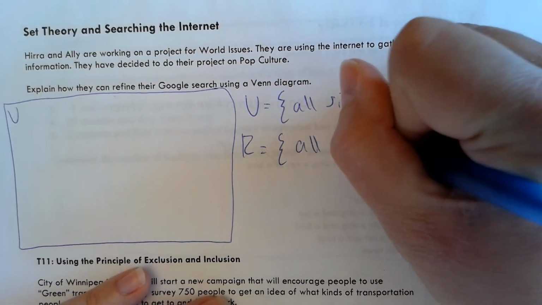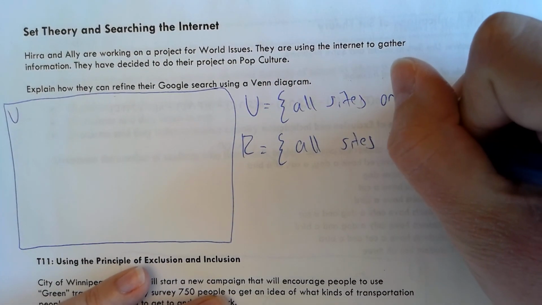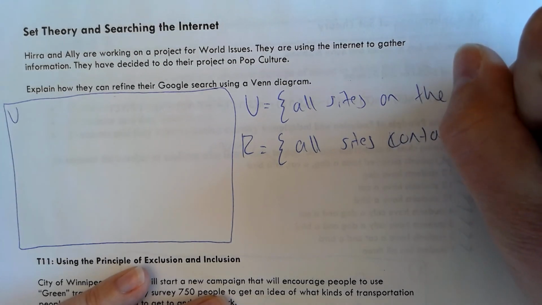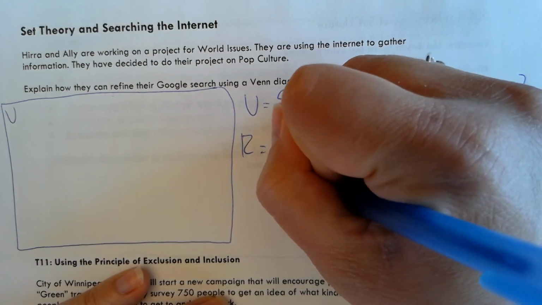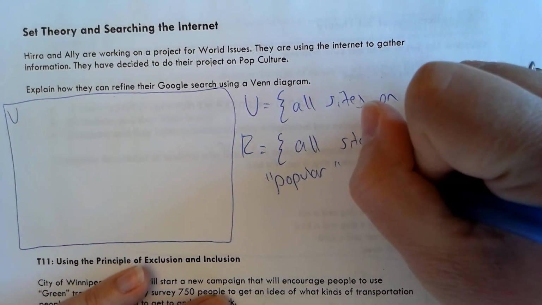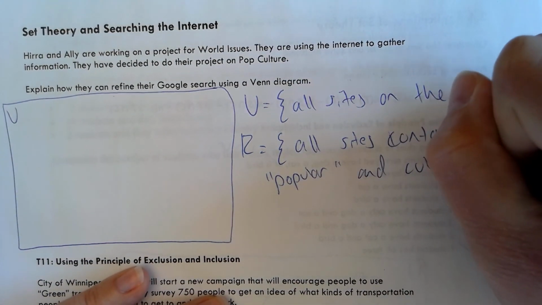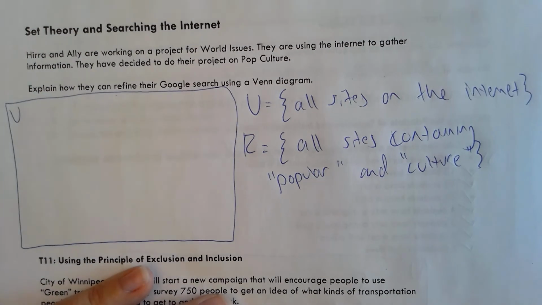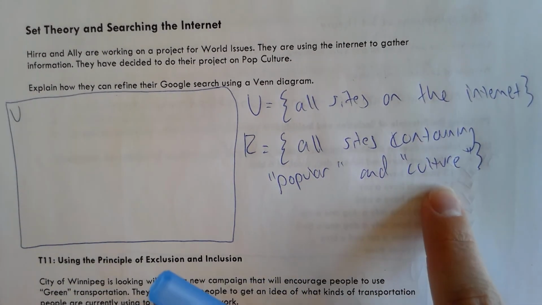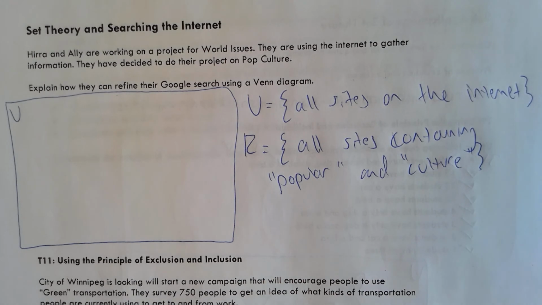All sites containing "popular", I'm going to put this in quotation marks, and "culture". So we're just Googling popular culture. We're going to see what pops up. It's going to be anything that has to do with popular or culture or both. It's basically the union of those two things.